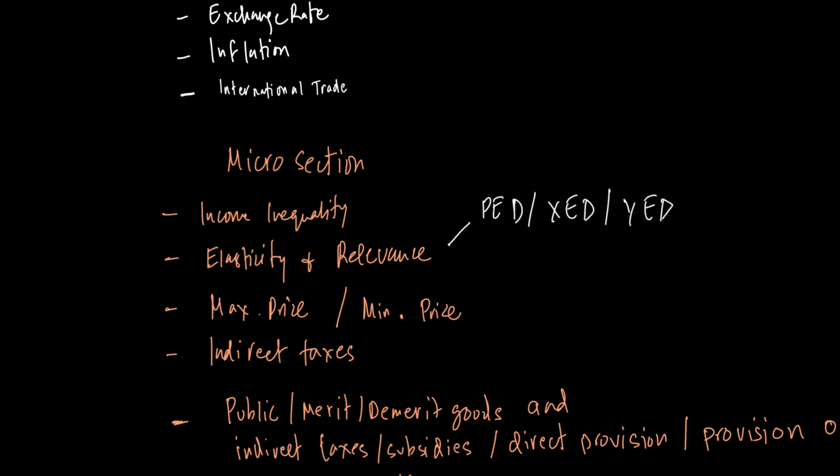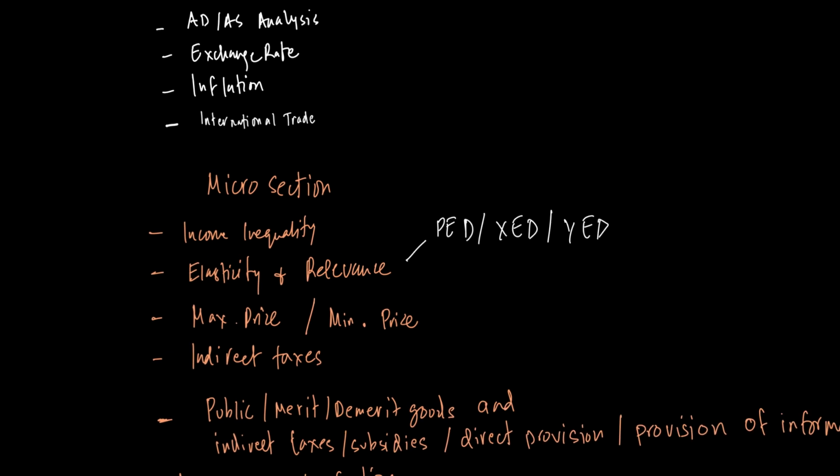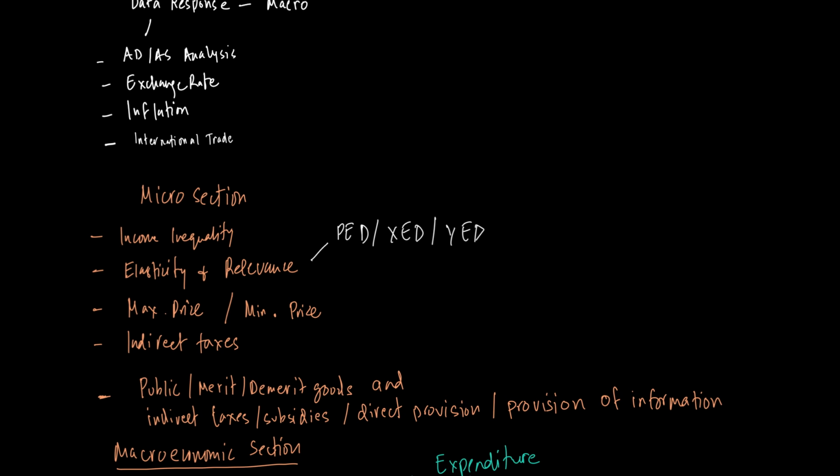Then government intervention. I have a very strong feeling that knowing maximum price and minimum price is important, though minimum price was recently tested. Indirect taxes are important, and also the idea of public, merit and demerit goods: how we can distinguish between these three, and then use indirect taxes, subsidies, direct provision or provision of information to fix these problems of market failure. This is a topic that I feel can get tested, because it's been very popular in the last few years.